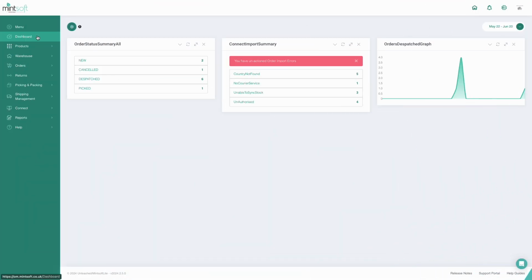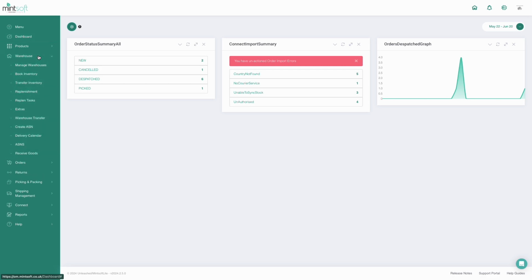Do you want the positive news or the negative news first? You can make both negative and positive adjustments to your stock with Mintsoft WMS, and it will sync to Unleashed as a stock adjustment. Let's take a look at a negative adjustment first.